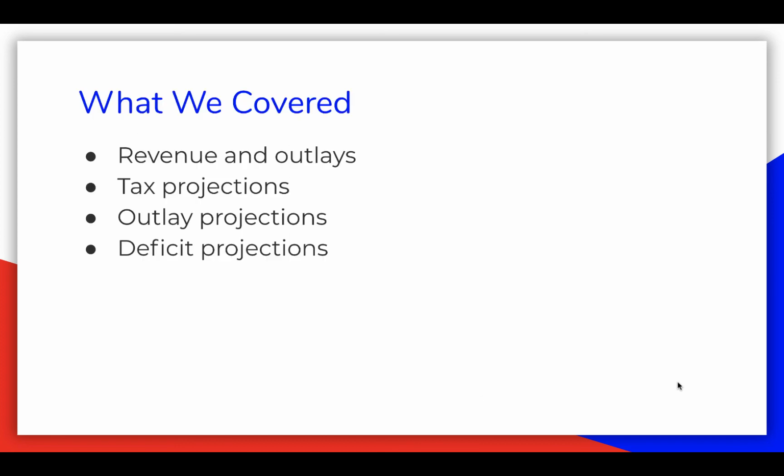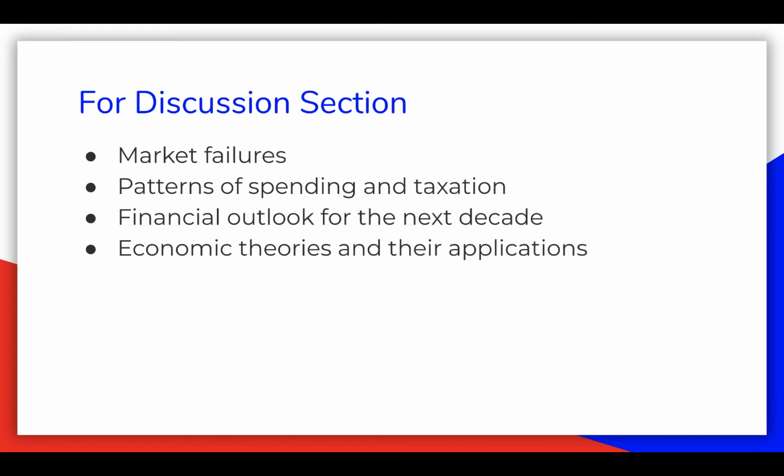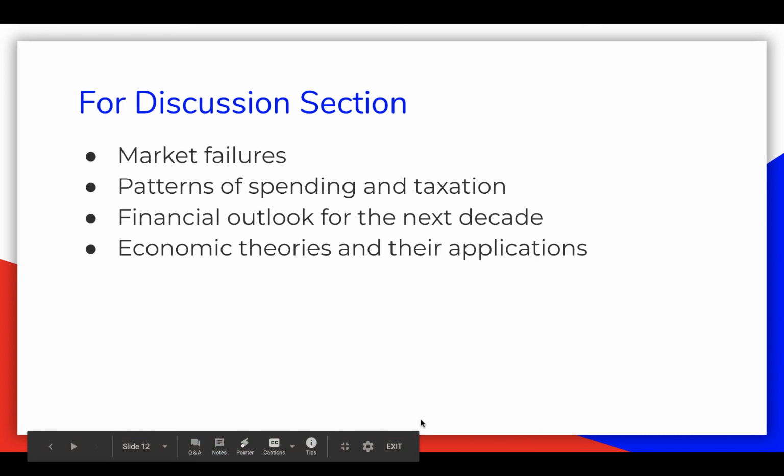So for this lecture, we covered revenue and outlays, tax projections, outlay projections, and deficit projections for the next 10 years. And most of these figures come from the CBO. Now, for discussion section, we're going to be discussing market failures, patterns of spending and taxation, and the financial outlook for the federal government for the next decade. And we're also going to be discussing economic theories and their applications, but I will see you all in your discussion sections.